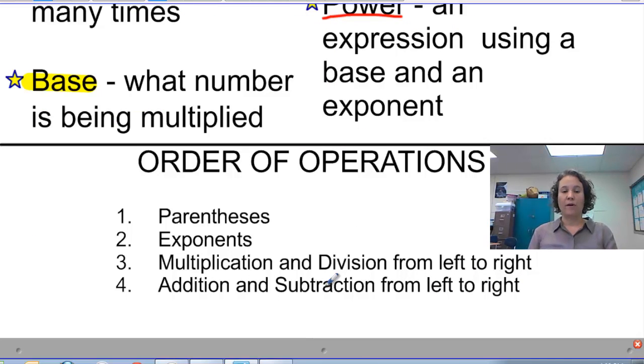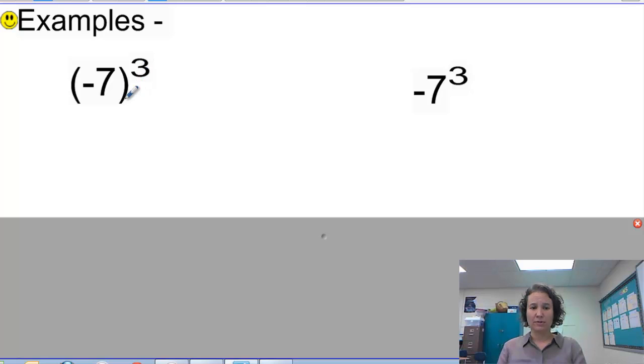Now remember, back to order of operations. Our order of operations says that we should first do parentheses, then exponents, then multiplication and division from left to right, and then addition and subtraction from left to right. So the powers and exponents we're talking about today come second in your order of operations, right after parentheses. Here are some examples.